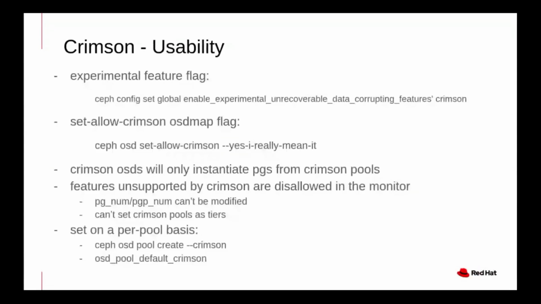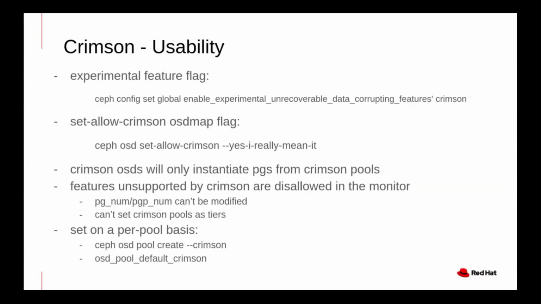Another thing that was important recently is if Crimson is going to start seeing wider testing, we needed to add some user guardrails to prevent people from accidentally creating Crimson-OSDs and that kind of thing. So we've added an experimental feature flag. If you're actually trying to deploy it, there will be updates to the documentation that reflect this. But you need to set an experimental feature flag, and then on the whole cluster, you need to set an allow Crimson OSD map flag that Crimson OSDs will want to see in order to boot.